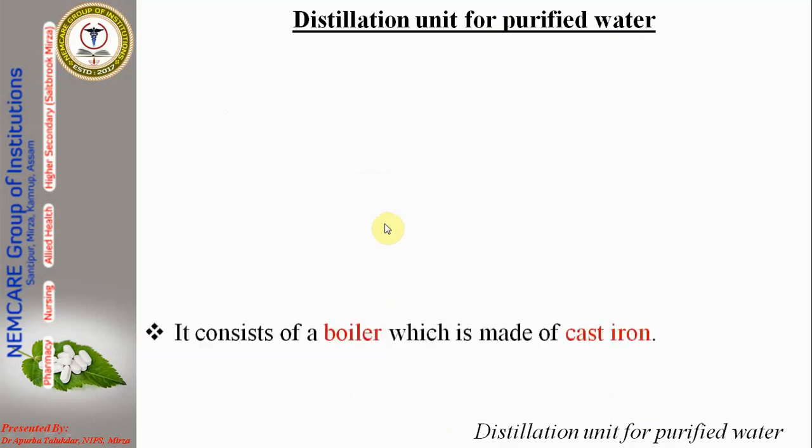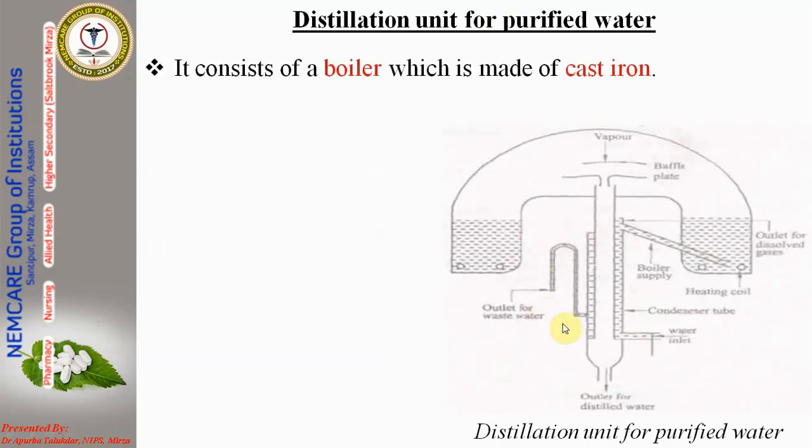So this is the distillation unit which is going to be used for the preparation of purified water or water for injection. It contains a boiler which is made of cast iron mainly. So you can see here, this is the boiler, and this is a cylindrical shape. You can see here only a cross section of the instrument, which is called a boiler.